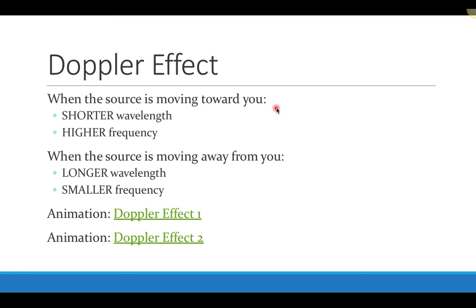So this is sort of just a summary of the Doppler effect. When the source is moving towards you, you have a shorter wavelength, and of course, since wavelength and frequency are inversely proportional to one another, that's a higher frequency. And when the sound source is moving away from you, you have a longer wavelength, and the inverse relationship would be a smaller frequency. And these are just the links to those animations.